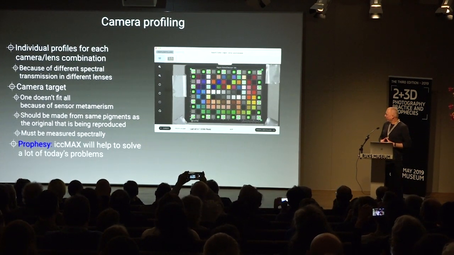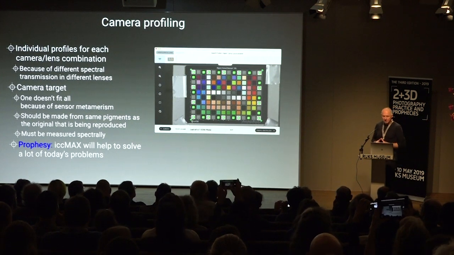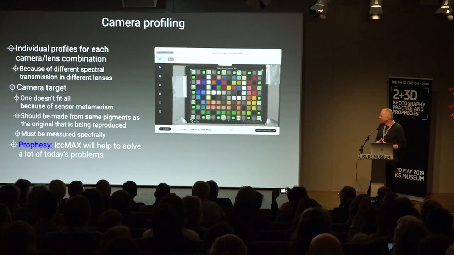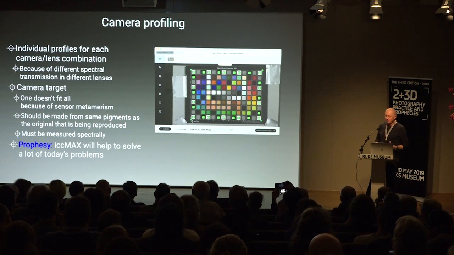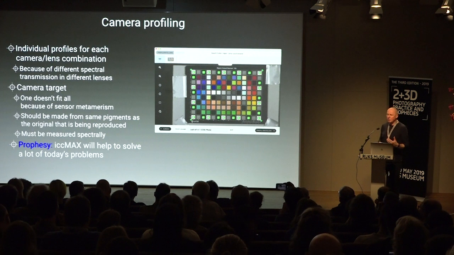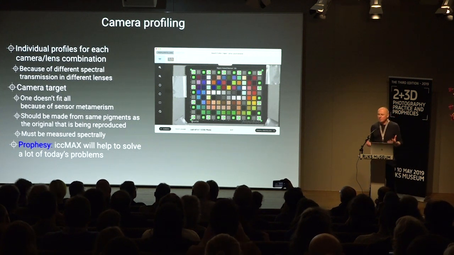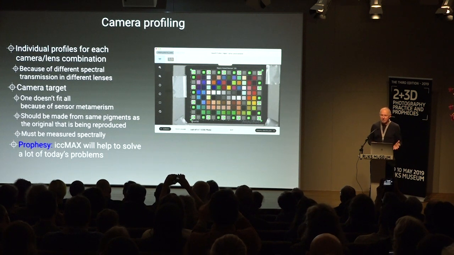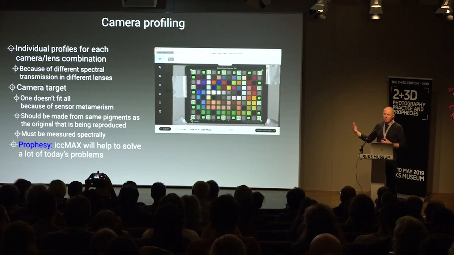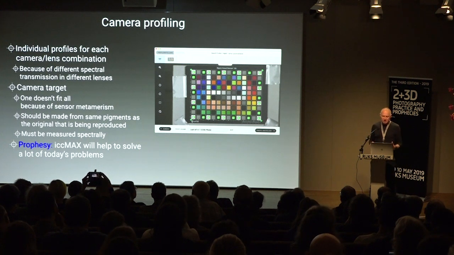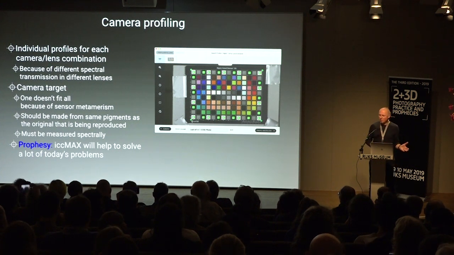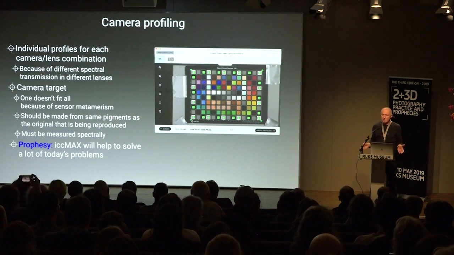And now comes the prophecy part of this talk. ICC Max, Roy already mentioned that, will help to solve a lot of today's problems. And it's not only a means of handling spectral data. ICC Max is the next step up from ICC, and it's backwards compatible. You can do everything with ICC Max that you can do with ICC version 4 today, and much, much more.